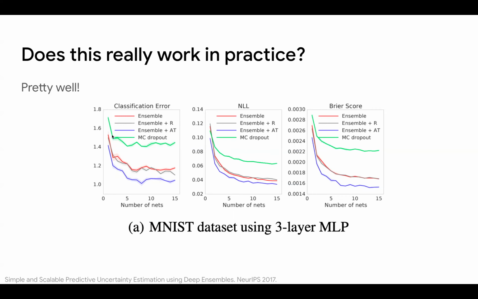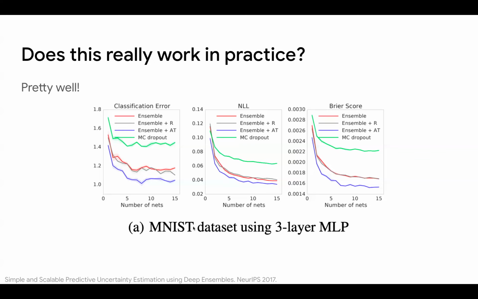But for ensemble, we see that as you add more and more models into the ensemble, you're actually decreasing the classification error. But this is not surprising at all, right? Because everyone is doing ensembling. Why? Because they wish to get better accuracies. So yeah, of course. But also in terms of the correctness of your predictive uncertainty, you're getting better in terms of NLL and Brier score as you add more nets into the ensemble. Okay, so yeah, it seems to be working.